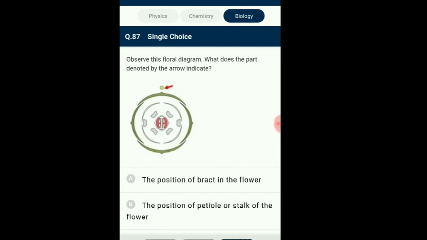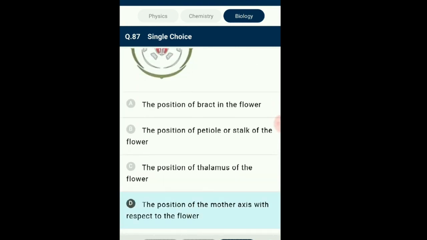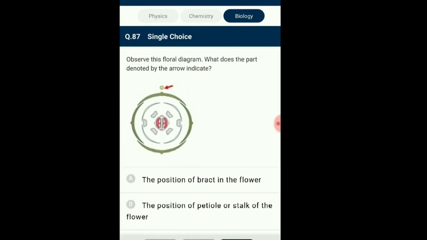A floral diagram provides information about the number of parts of a flower, their arrangement, and the relation they have with one another. The position of the mother axis with respect to the flower is represented by a dot on the top of the floral diagram. Calyx, corolla, androecium, and gynoecium are drawn in successive whorls, calyx being the outermost and the gynoecium being the center. The floral formula also shows cohesion and adhesion within parts of whorls and between whorls. So the answer for this question is option D. The position of the mother axis with respect to the flower is marked in the floral diagram.